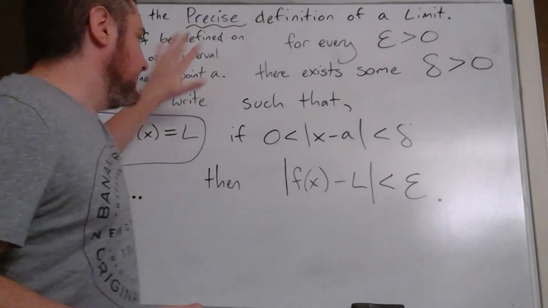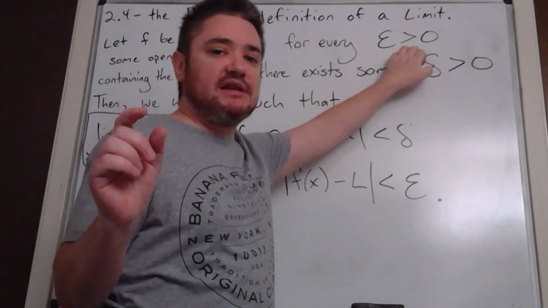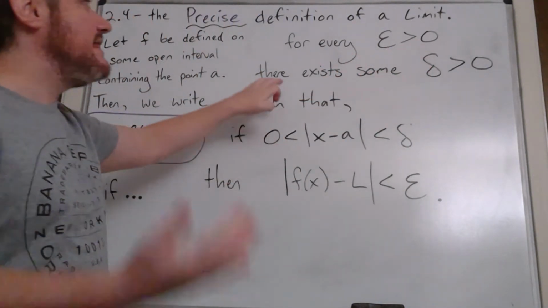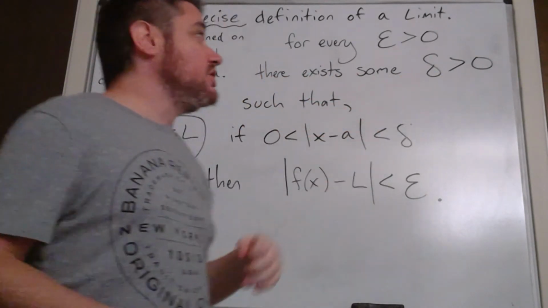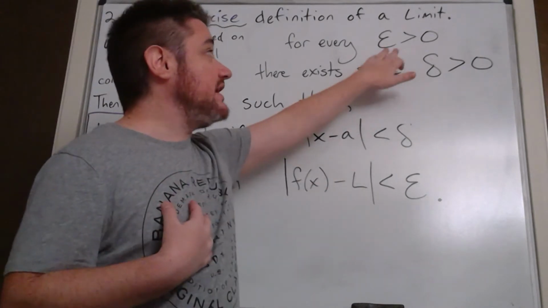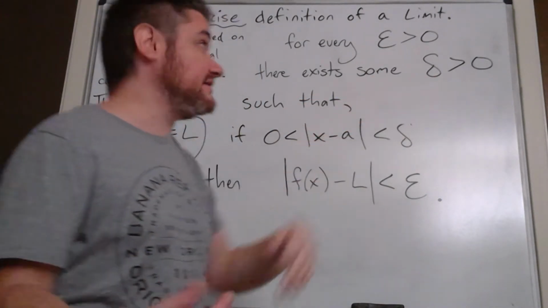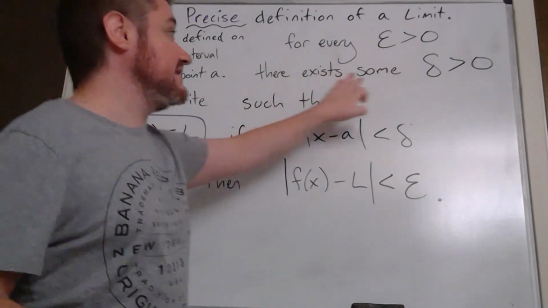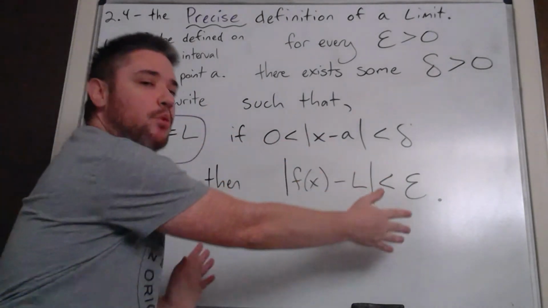Okay, so what we're saying is the limit exists if for every epsilon, for any small positive number you can think of, there exists some other small positive number, some delta. So in other words, if you tell me this epsilon, I can then choose some delta that's going to work for this. That's the idea. So for every epsilon, there exists some delta such that, and then we've got these inequalities here.